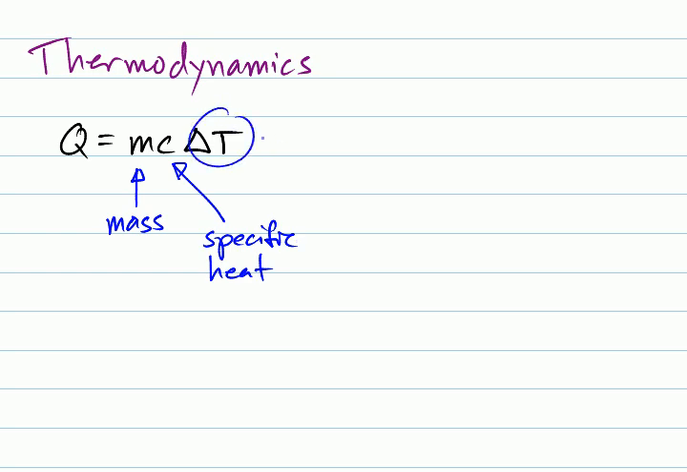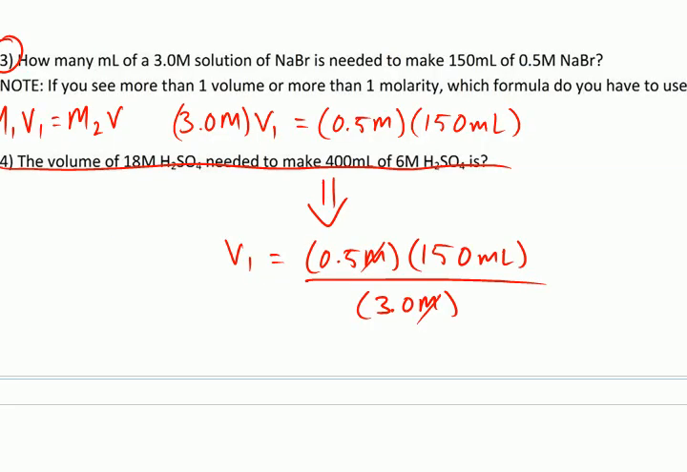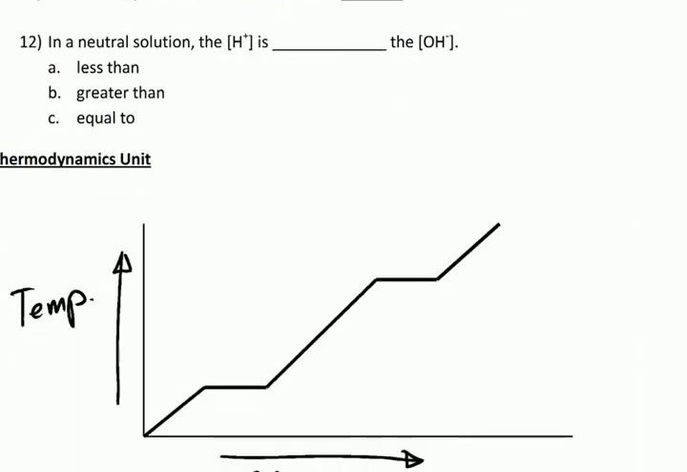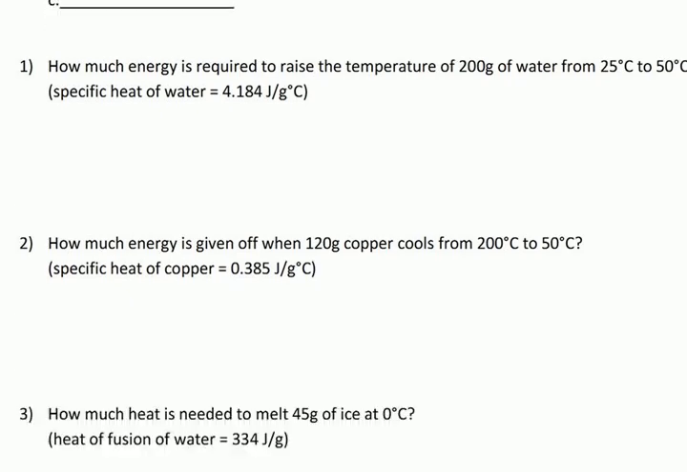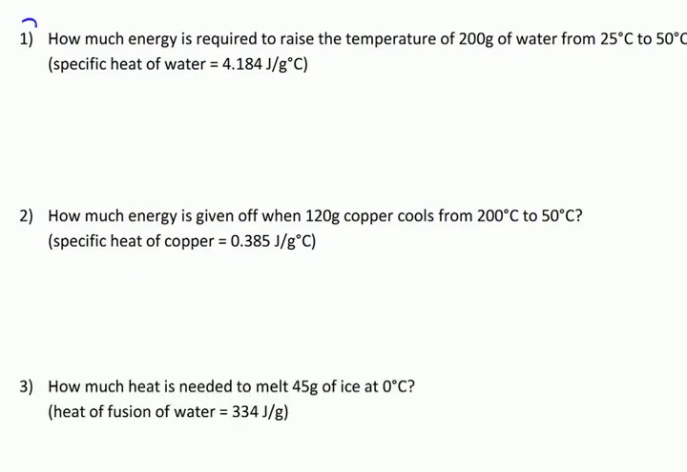And delta T is change in temperature. So T is temperature. The little triangle delta stands for change. So this is the change in temperature that is actually happening. So let's do an example problem. Here's one from the study guide, the thermodynamics unit, number 1. Let's do number 1 from the study guide.